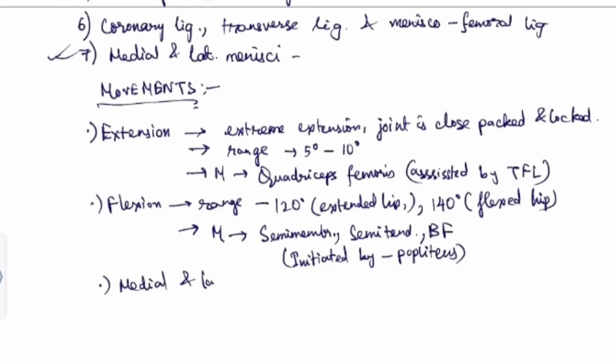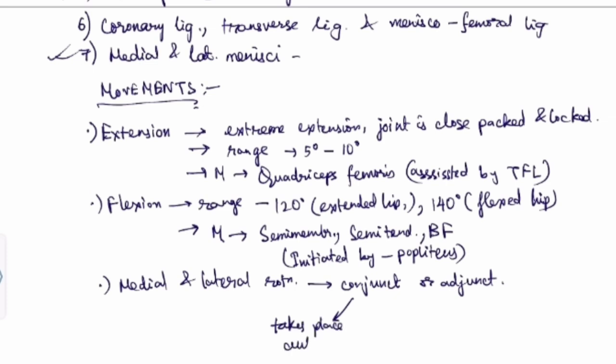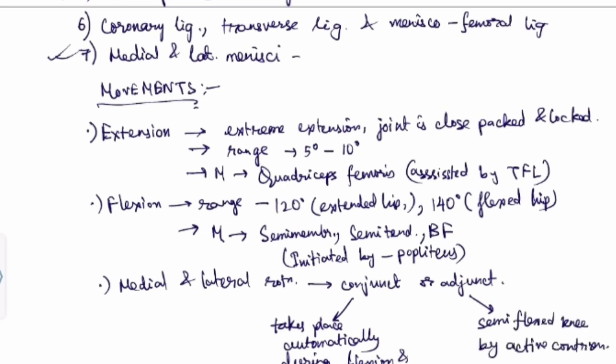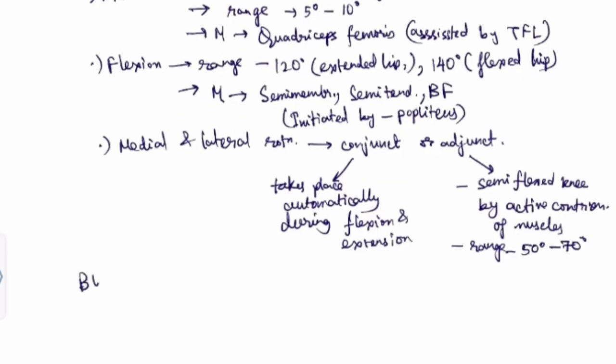Medial and lateral rotations. It may be conjunct or adjunct. Conjunct rotation takes place automatically during flexion extension. Adjunct rotation takes place in semi-flexed knee by active contraction of muscles. It has a range of 50 degrees to 70 degrees. With this, we come to the relations of the knee joint, the bursa around the knee joint.